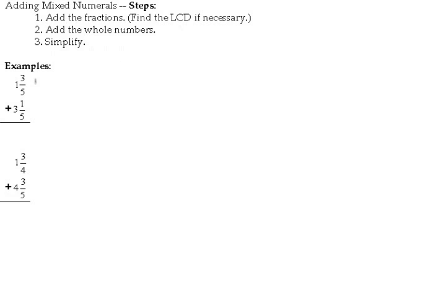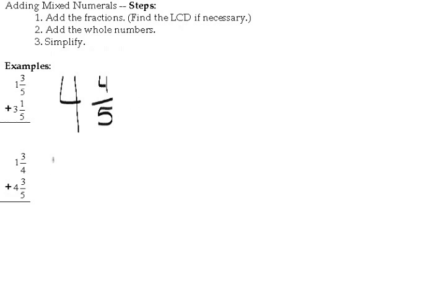So let's take a look at this first example. We have 1 3/5 plus 3 1/5. In this case, we already have a common denominator, so we can add the fractions. 3/5 plus 1/5 is 4/5. And then we add the whole numbers. 1 plus 3 is 4. And 4 4/5 is our answer. It cannot be reduced or simplified.